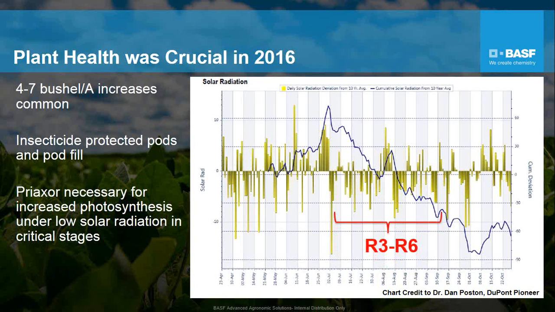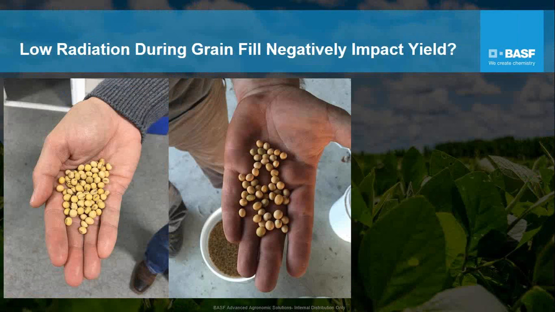So again, we have to think about anything we can do to increase photosynthesis under low light conditions. Look at what it looked like in 2016 from R3 to R6. So that was grain fill, and we were well below average on solar radiation. So anything we could do to try to improve canopy photosynthesis was going to help us protect yield. And Preaxor as a fungicide was helping us to do that. That's why I believe we saw such big differences this year on responses to fungicides.